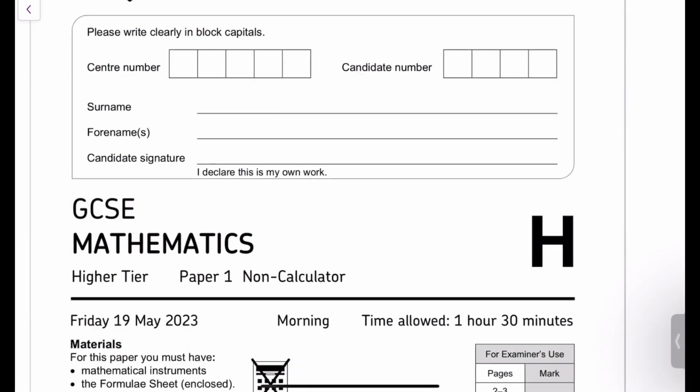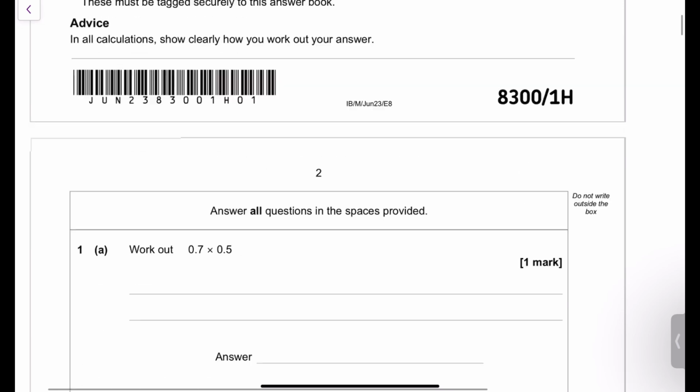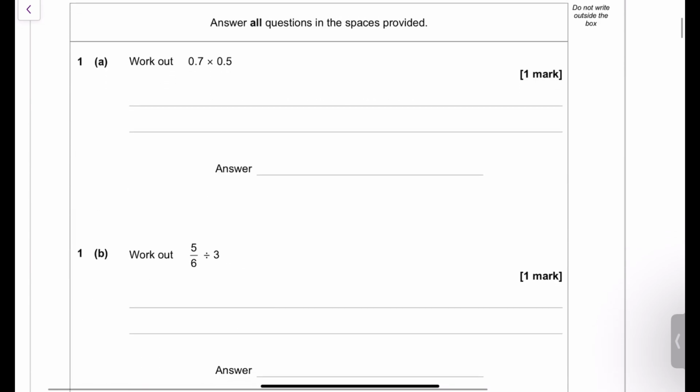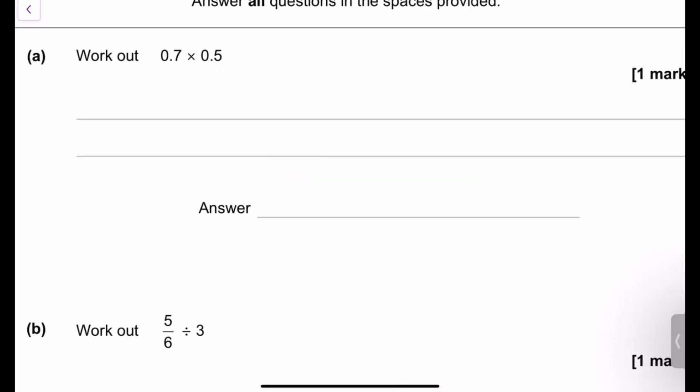These are solutions to AQA's GCSE Mathematics Higher Tier Paper 1, and it's from summer 2023 or May 2023. Okay, so it is a non-calculator paper, so we're just going to run through this as quickly as we can.